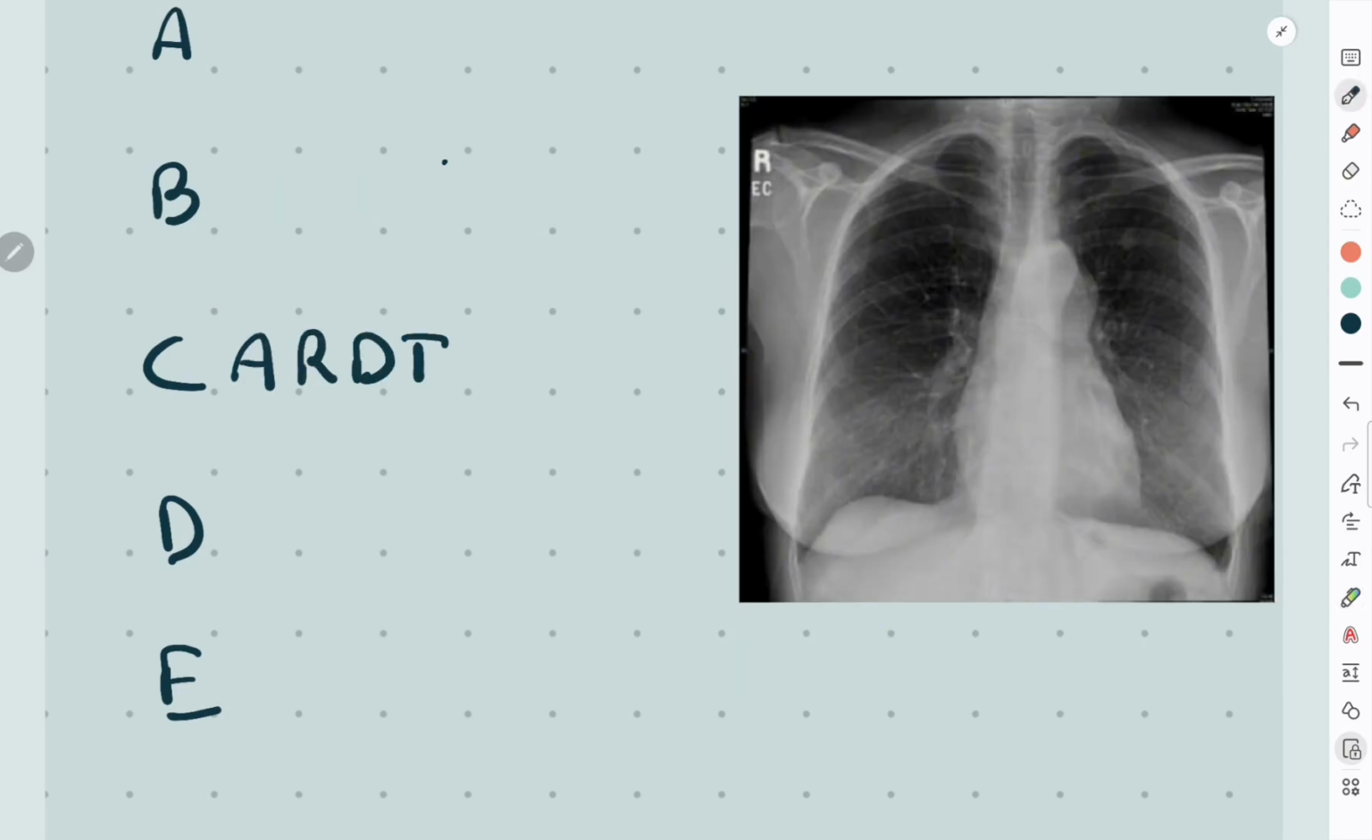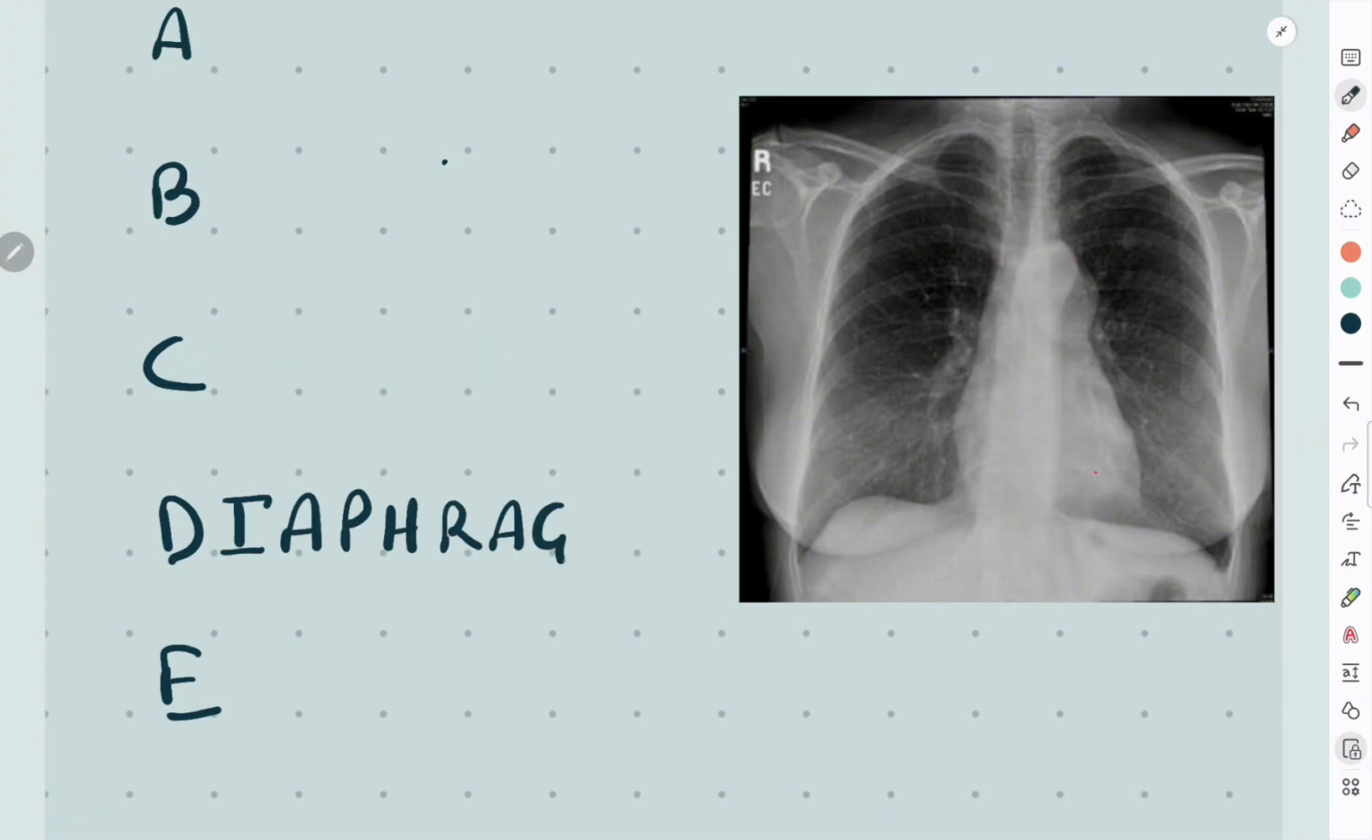C is for cardiac. On a standard PA film, the heart width should be less than 50% of the total chest width. If it's wider, that's cardiomegaly. Check the borders too. If the right heart border is blurry, suspect right middle lobe pneumonia. If the left heart border loses its crisp edge, look closely at the lingula.